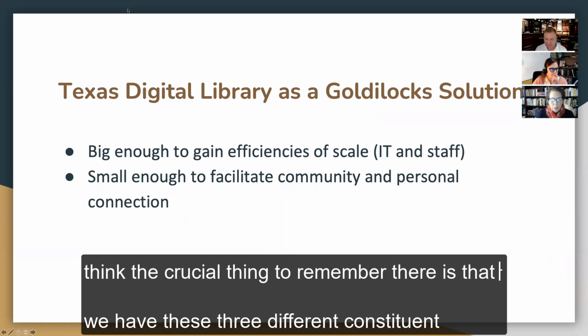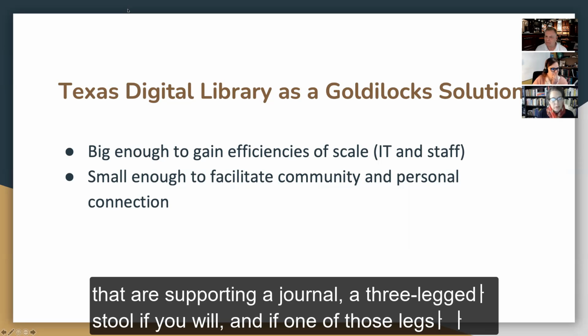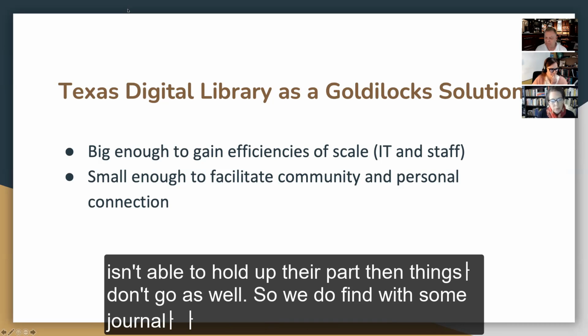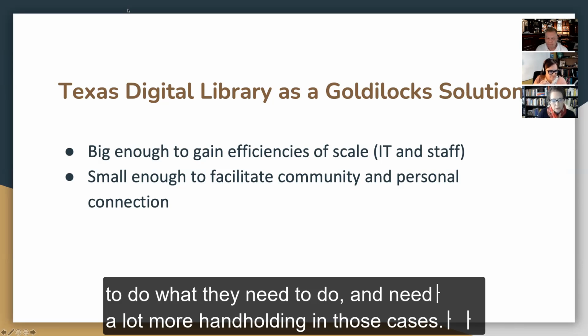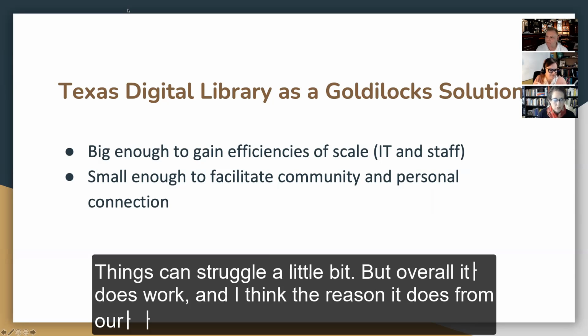I think the crucial thing to remember there is that we have three different constituent groups that are supporting a journal, a three-legged stool, if you will. And if one of those legs isn't able to hold up their part, then things don't go as well. We do find with some journal teams, they just aren't as prepared to learn the technology and learn the application to do what they need to do, and need a lot more handholding. In those cases, things can struggle a little bit. But overall, it does work.